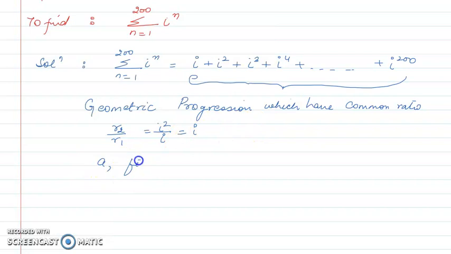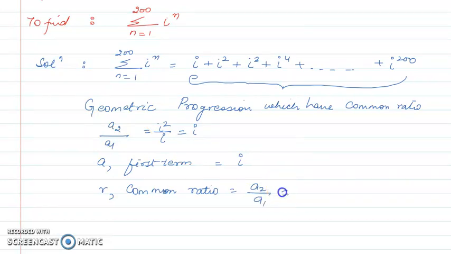So therefore it's a geometric progression. A, which is the first term, is equal to iota. R, which is the common ratio, is A2 divided by A1, the second term divided by the first term, which is equal to iota square divided by iota, which is equal to iota. And the sum of a geometric progression is a(1 minus r^n) upon 1 minus r.